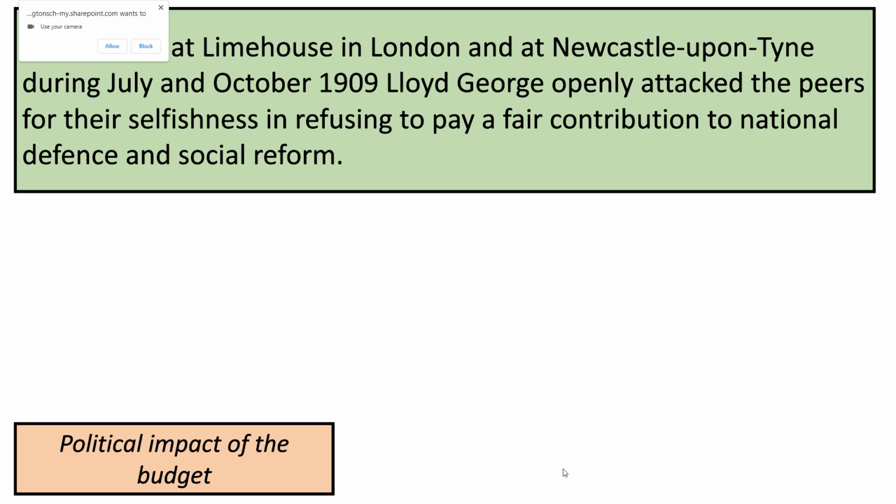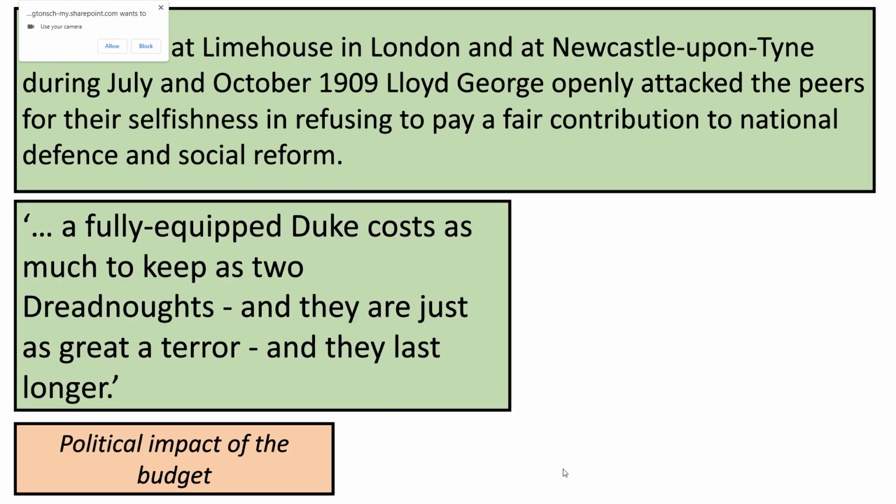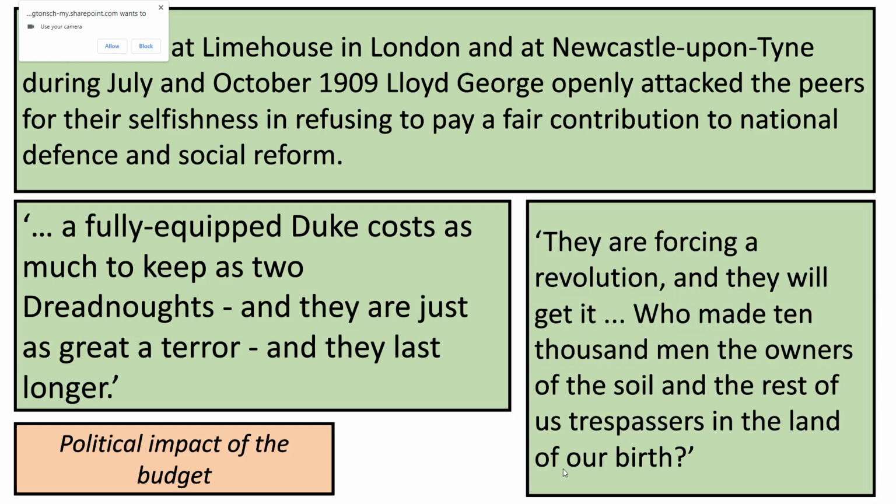So Lloyd George, in July and October 1909, after the rejection of the budget, is openly attacking the peers, and he's using quite evocative, bombastic language when he does this. "A fully equipped Duke costs as much to keep as two dreadnoughts, and they are just as great a terror, and they last longer. And they, the House of Lords, are forcing a revolution, and they will get it. Who made 10,000 men the owners of the soil, and the rest of us trespassers in the land of our birth?"